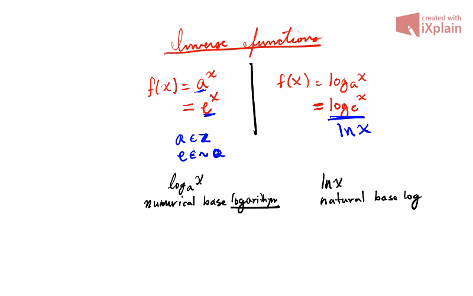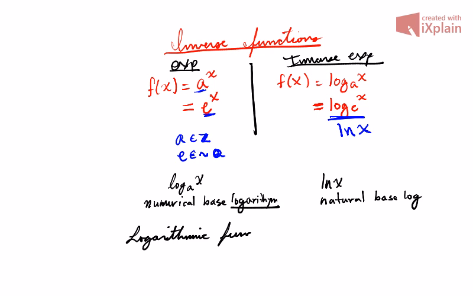You have the exponentials, and then you have the inverse exponentials. So all inverses are going to look like this, inverse exponentials. So logarithms are inversely related to exponential functions. So logarithmic functions are inversely related to exponential functions.